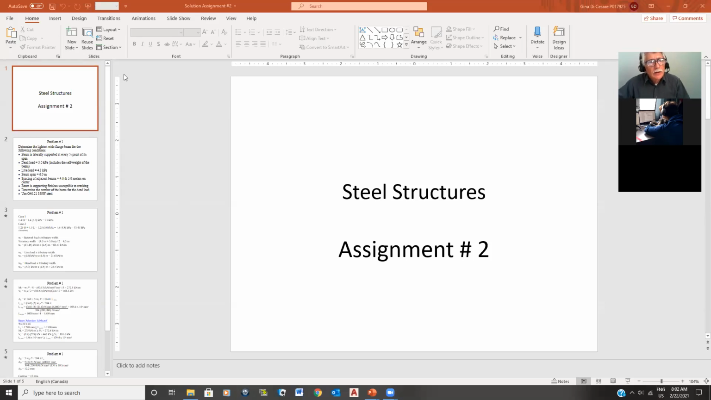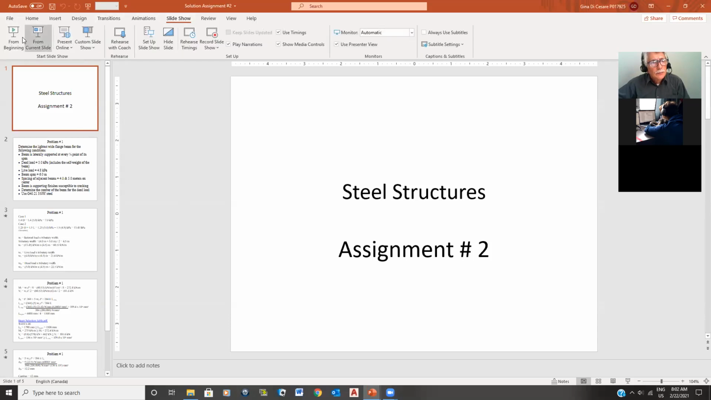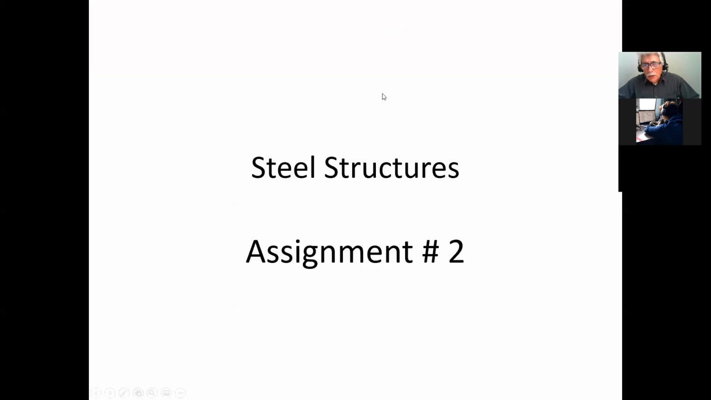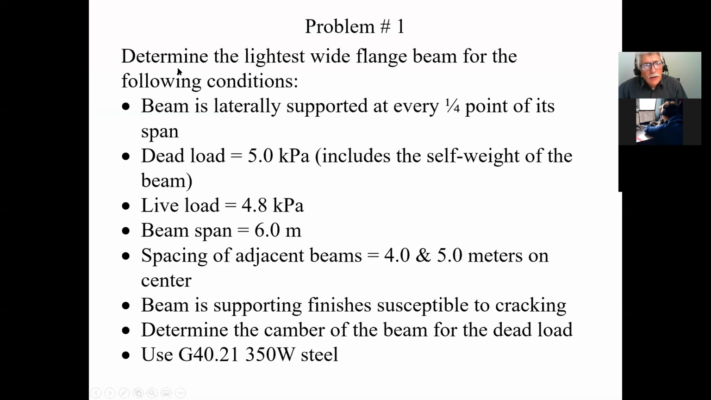Okay, I hope you guys at least tried the assignment earnestly. Slideshow. Okay, so here was the assignment. We basically had to determine a lightest wide flange beam for the following conditions. The beam is laterally supported at every 1/4 of its span. In other words, that tells you what the unbraced length is. The dead load was 5 kPa, and this includes the weight of the beam. And the live load was 4.8. The beam has a span of 6 meters, a nice little span, 20 feet.